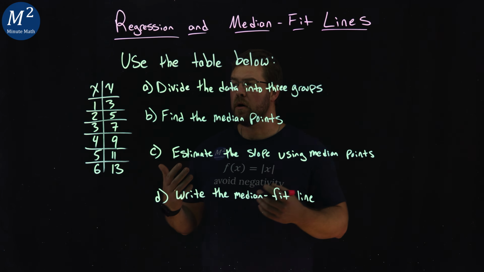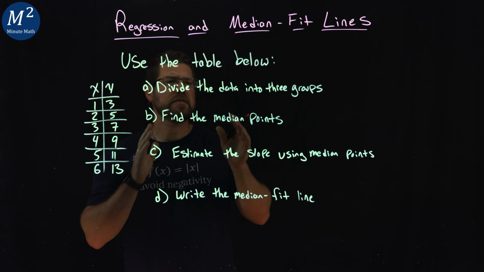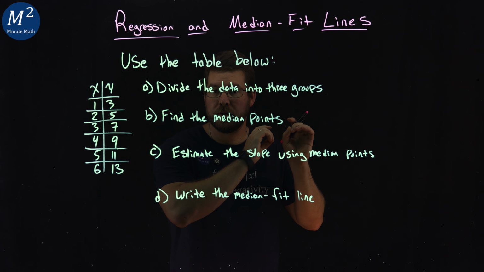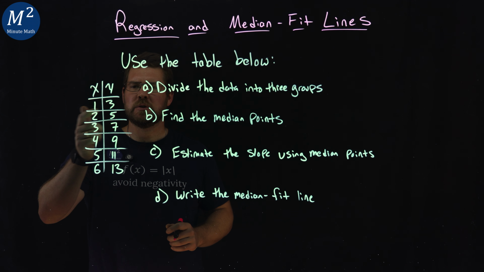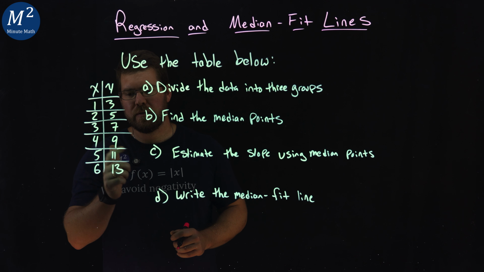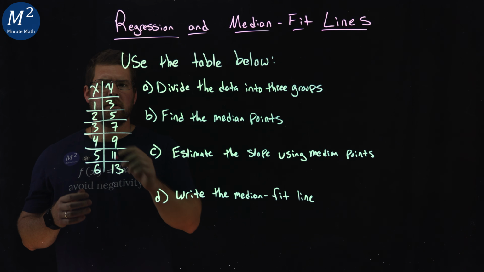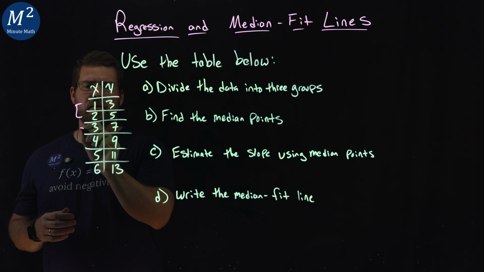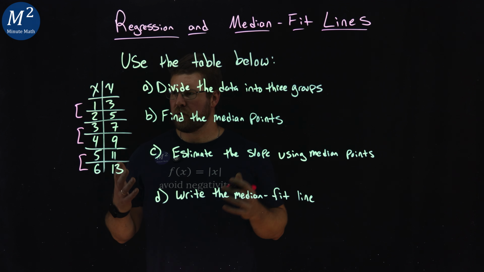Use the table below. We have our table here of x and y values. We want to first divide this table into 3 groups. So if I'm looking at it here, I have 1, 3, 2, 5, 3, 7, 4, 9, 5, 11, 6, 13. There's like a pattern here. I'm going to divide it into 3 groups. 1 and 2 together, 3 and 4 together, and 5 and 6. So there's our 3 groups.